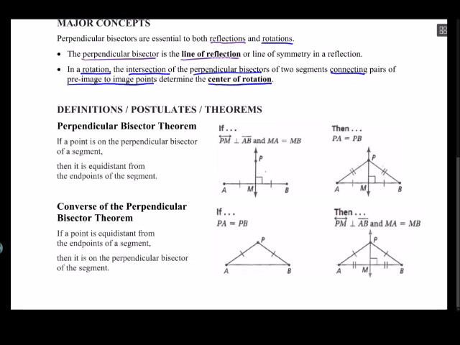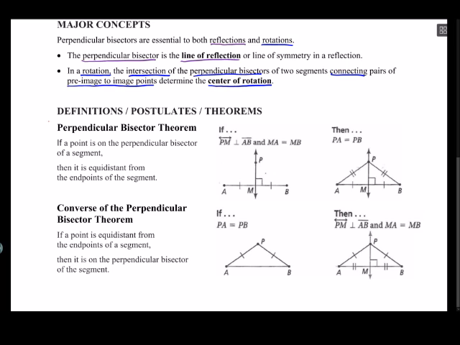Reminders of our theorems. We talk about these all the time. The perpendicular bisector theorem says that if a point is on the perpendicular bisector, it is equidistant from the endpoints of that segment. And we use our circles for this, because our point P here, if it's equidistant from the endpoints of the segment, we draw our circles because segment PA and segment PB are radii. The converse simply states that if a point is equidistant from the endpoints of the segment, then it is on the perpendicular bisector. And we use the converse very frequently because of our circles.